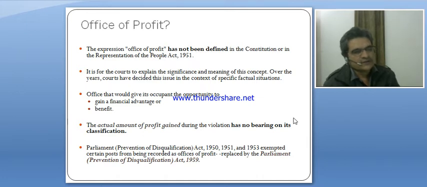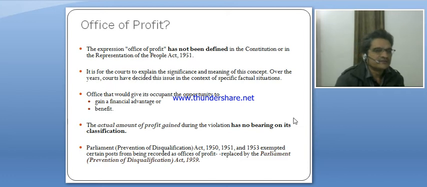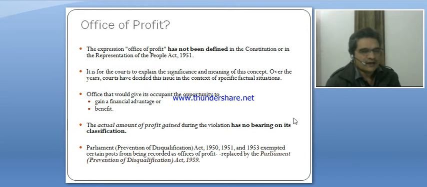If you recall, during UPA time, the post of the Chairman of the National Advisory Council was being argued by the opposition at that point of time to be an office of profit. So the person holding that post should have been disqualified, because the Constitution and the Representation of People Act both bar a person who is an MP from holding an office of profit.